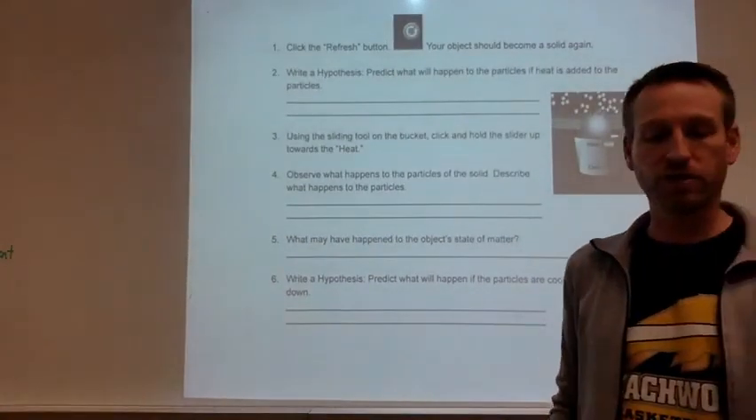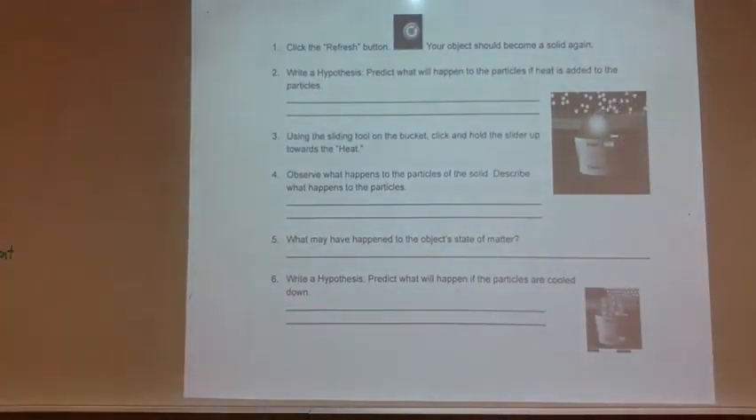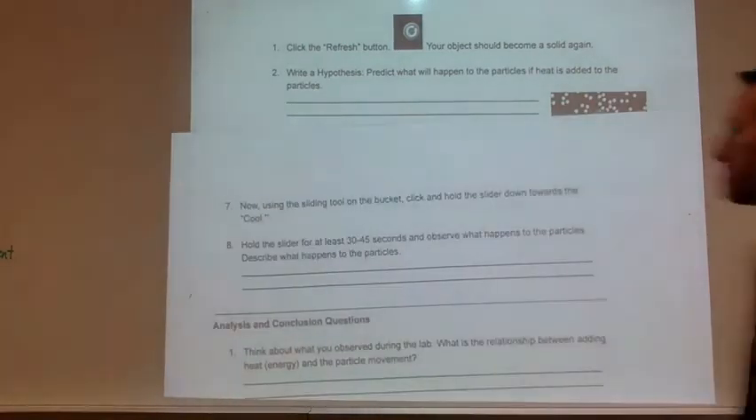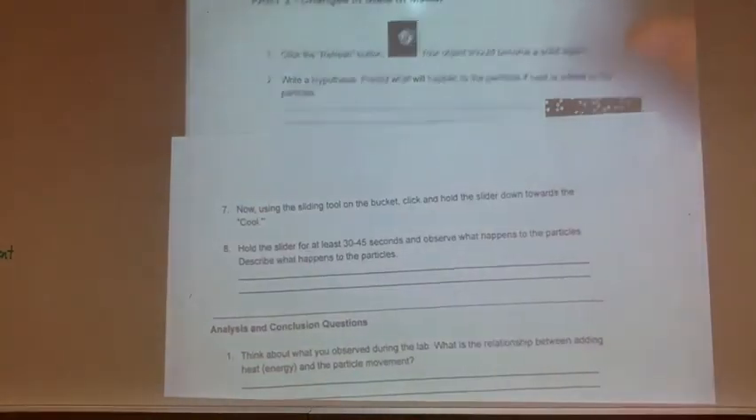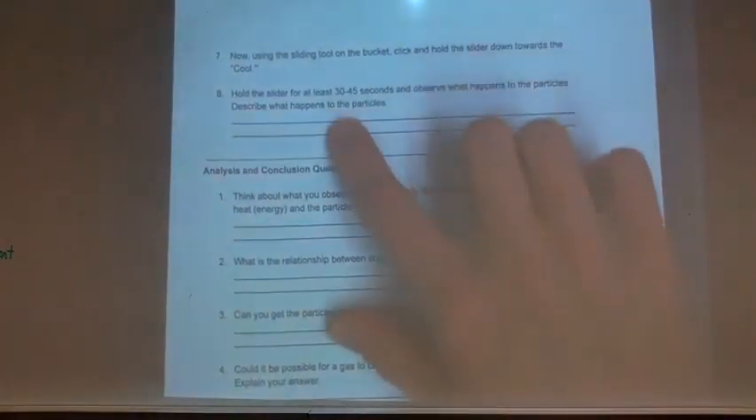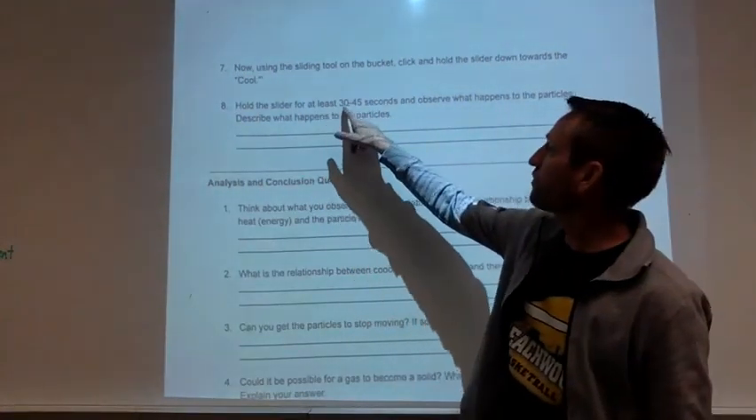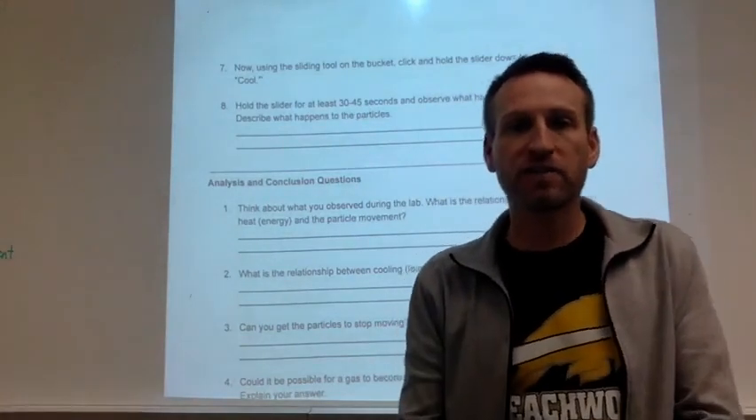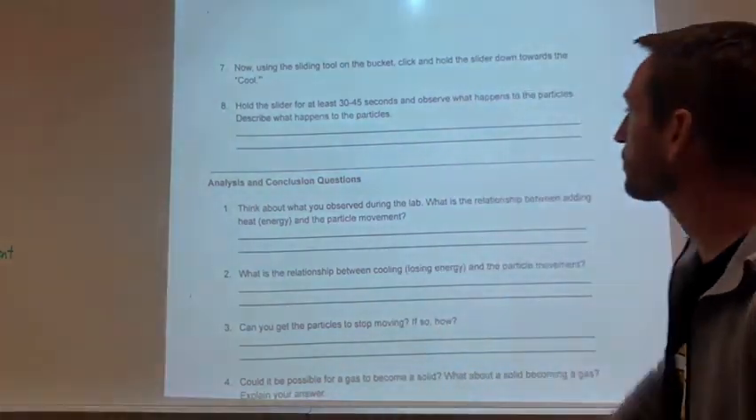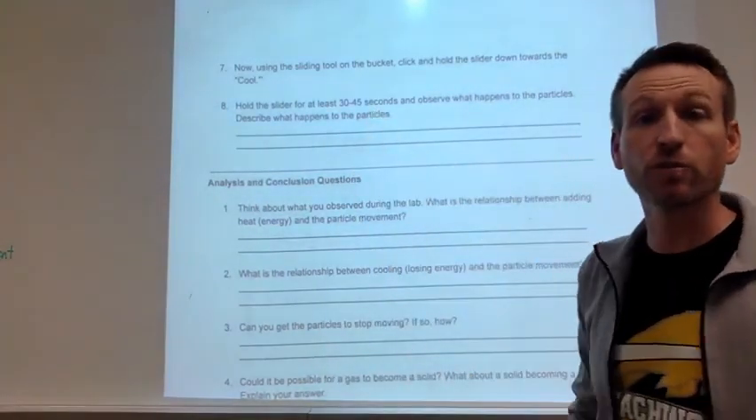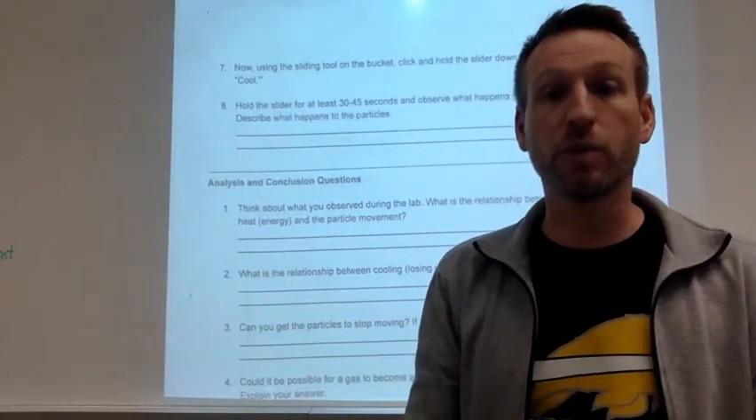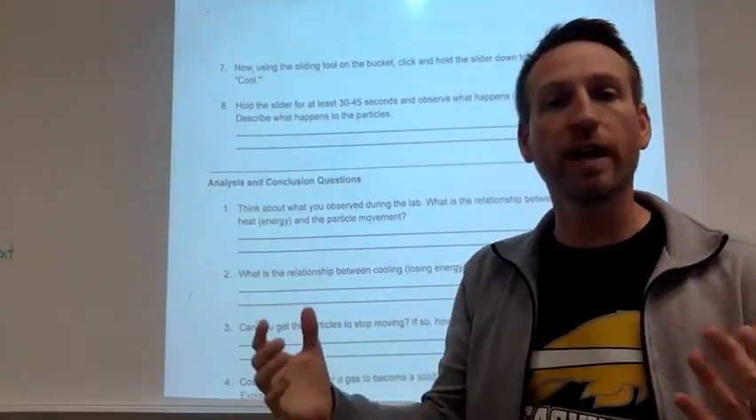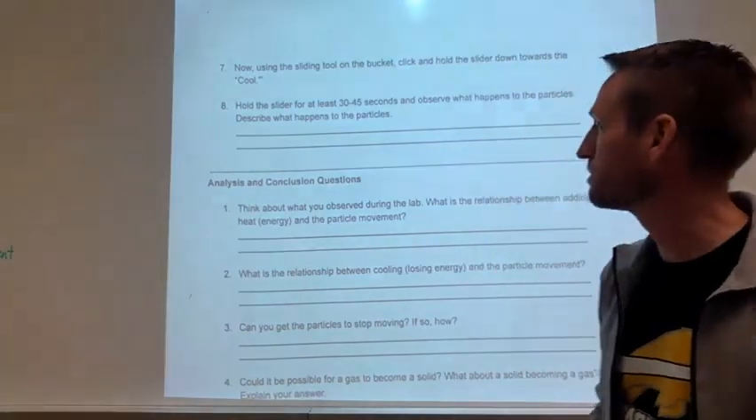Then you continue to the bottom for 6, 7, and 8, and it's kind of the same procedure. Just make sure that as you're reading these, like when you get to number 8, it says, hold the slider for at least 30 to 45 seconds. At least 30 to 45 seconds. So make sure that you are really doing that. Follow those directions. Otherwise, you're not going to see what we want you to see.